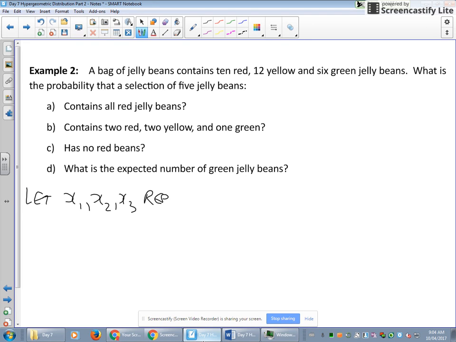x3 represents the number of red, yellow, and green jelly beans.